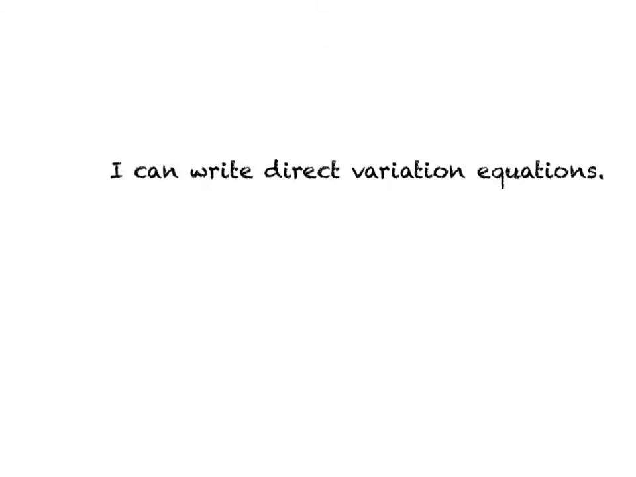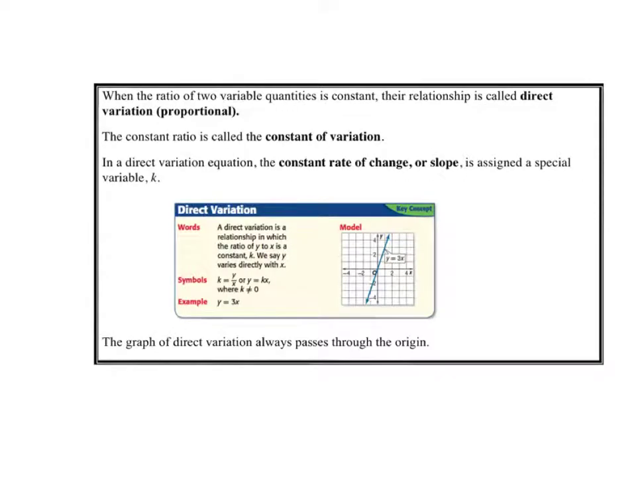In this lesson, you're going to learn how you can write direct variation equations. So let's review again what it means to be directly proportional or have direct variation. Remember, the constant ratio is called the constant of variation. In a direct variation equation, the constant rate of change or the slope is assigned the special variable k. And the graph of a direct variation always passes through the origin, and it is also going to be a straight line.